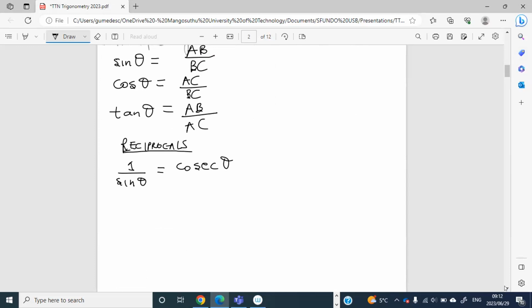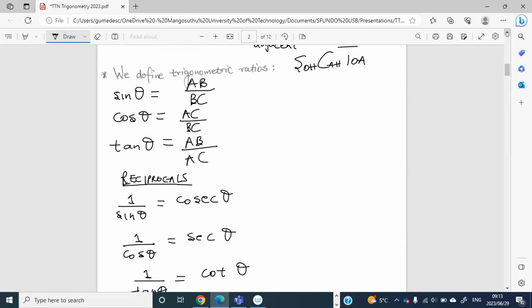Similarly, cosine, of course, has a reciprocal. That reciprocal is called sec. So 1 over cos theta is sec theta. So sec theta is a reciprocal of cos theta. Also, 1 over tan theta is equal to cot theta. Cot theta.